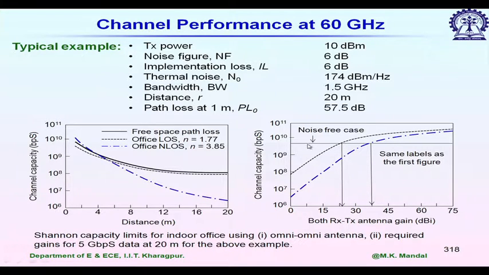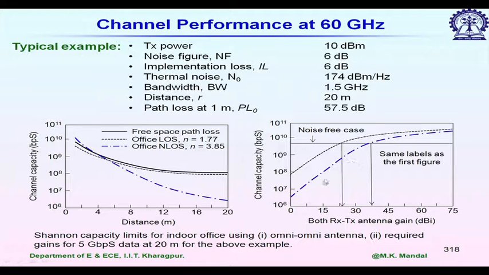So, for 5 Gbps channel capacity, the antenna gain required is at least, somewhat, 23 dBi both for the transmit and receive antenna. Now, if n equals 3.85 for non line of sight communication, the minimum antenna gain increases to 37.5 dBi if we need to maintain that 5 Gbps data rate at 20 meters.